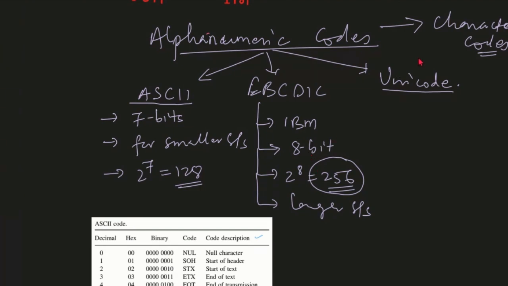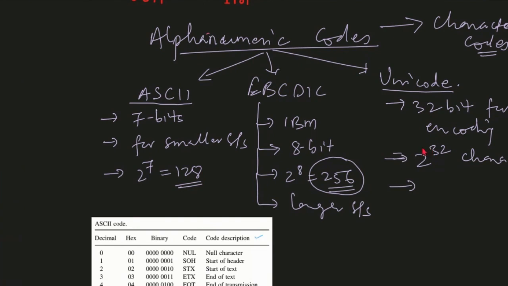Similarly, if we are talking about Unicode, Unicode uses basically 32 bits for encoding. That means 2 to the power 32 codes or characters can be represented. So Unicode is considered to be the most complete character encoding technique.